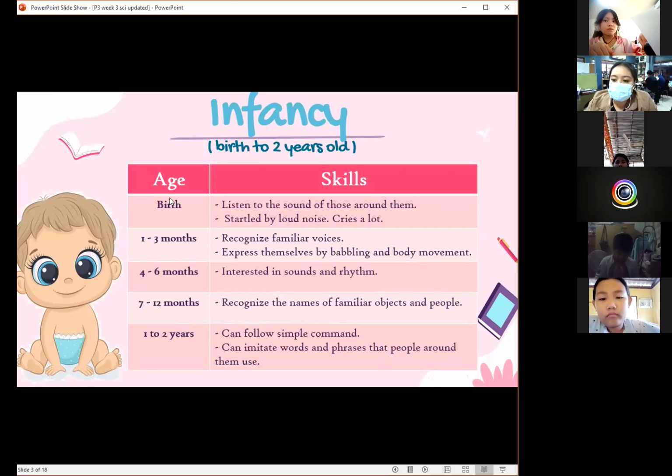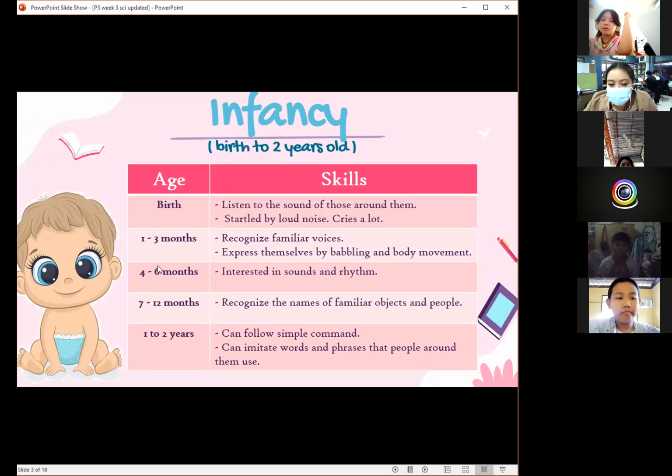Okay, now let's begin with birth. This is probably the babies just 1 week or 2 weeks old, okay. Now, what are the things they can do? They listen to the sound of those around them. Yes, they are just listening to the sound of those around them. Next, startled by loud noise and they cry a lot, okay. Next one, 1 to 3 months.